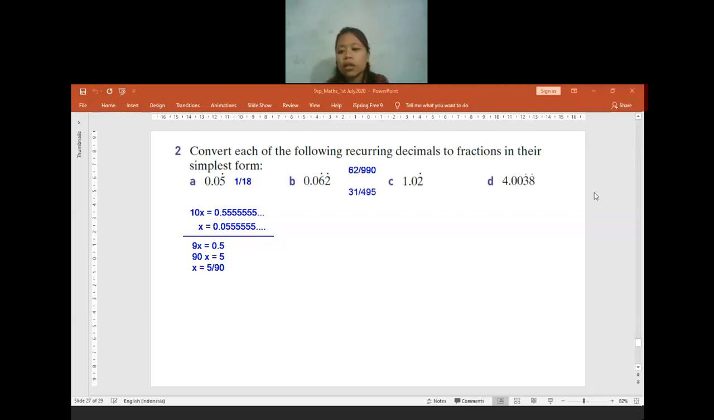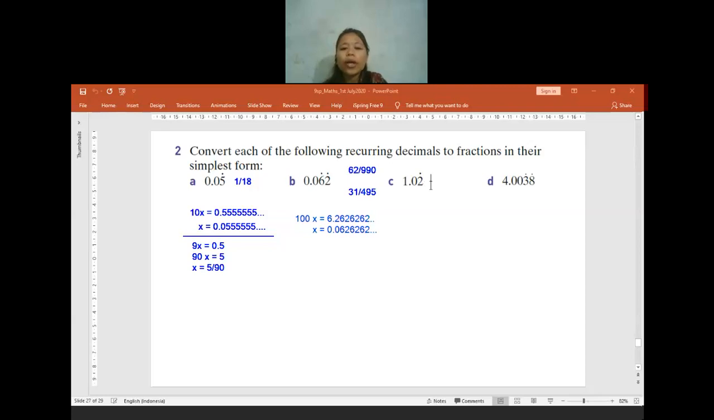Okay, good job. Is there anyone who still has difficulties? So later we need to find the 100x, because 2 digits are repeating. You need to find the 100x, which is equal to 6.26262 and so on. And then the question given is always x. So the x will be equal to 0.0626262 and so on, like this. And later you can try to check it. The answer is correct, 62 by 990.